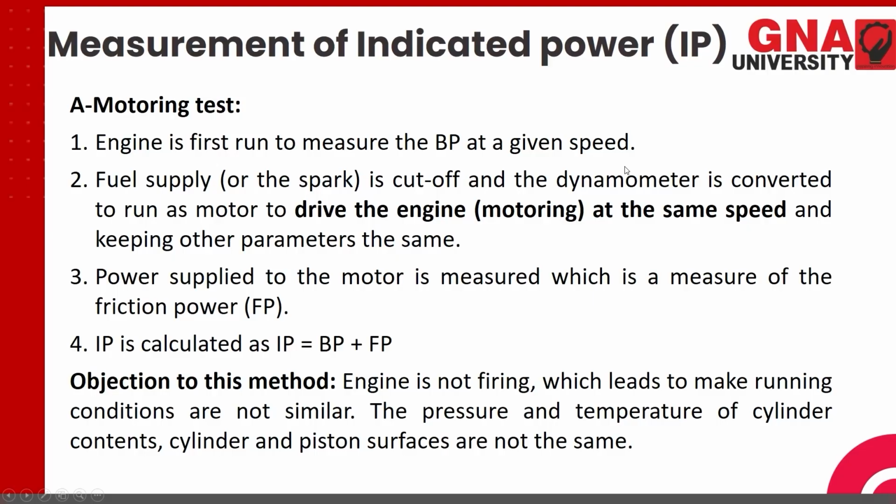The engine is first run to measure the BP at a given speed. Then the fuel supply or the spark is cut off, so you are not providing any spark, and the dynamometer is converted to run as a motor to drive the engine. Hence the name motoring. The engine is run again at the same speed at which the brake power was measured, and all other parameters are kept the same. Now the power supplied to the motor is measured, which is a measure of the frictional power. From this frictional power and the brake power, we can calculate the indicated power as the sum of BP and FP.